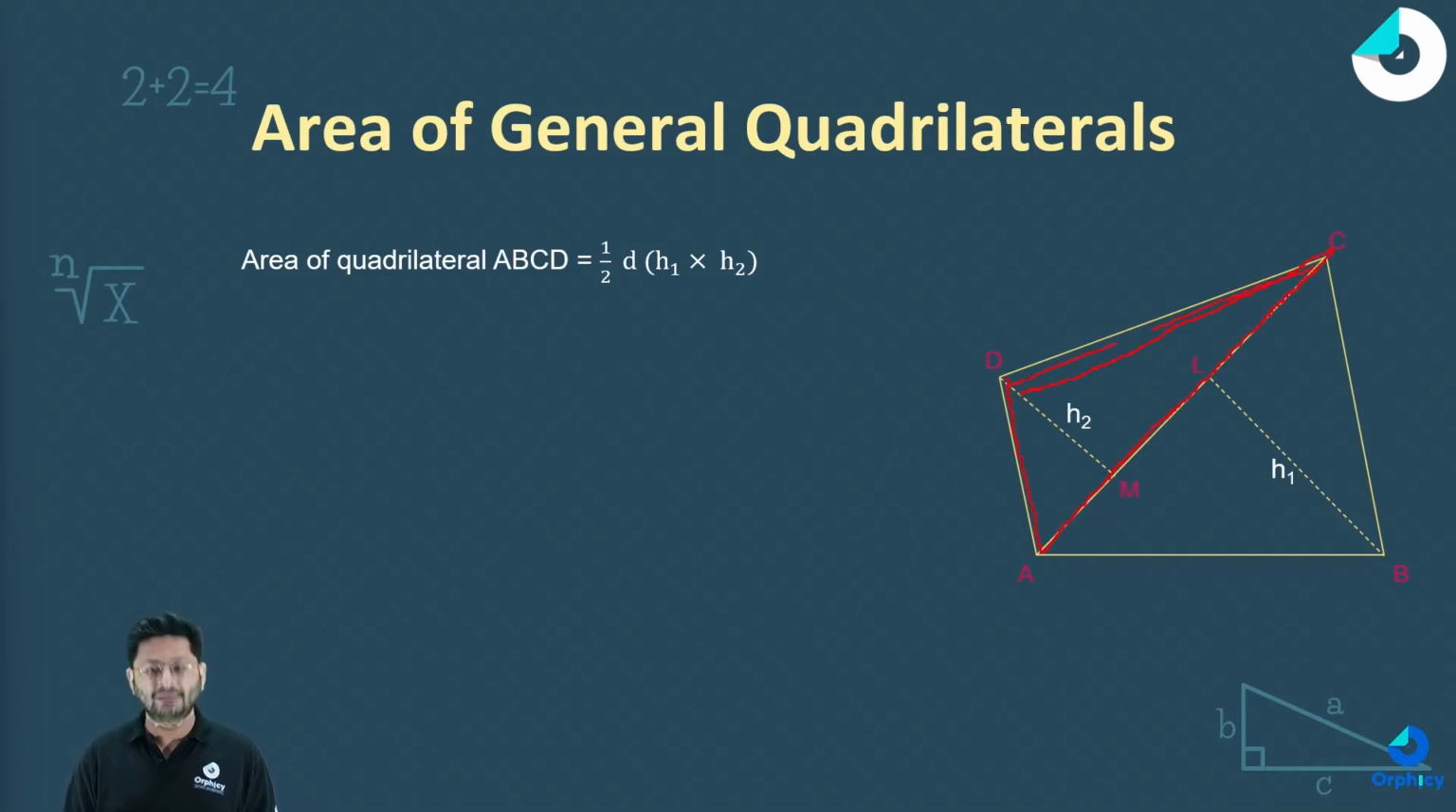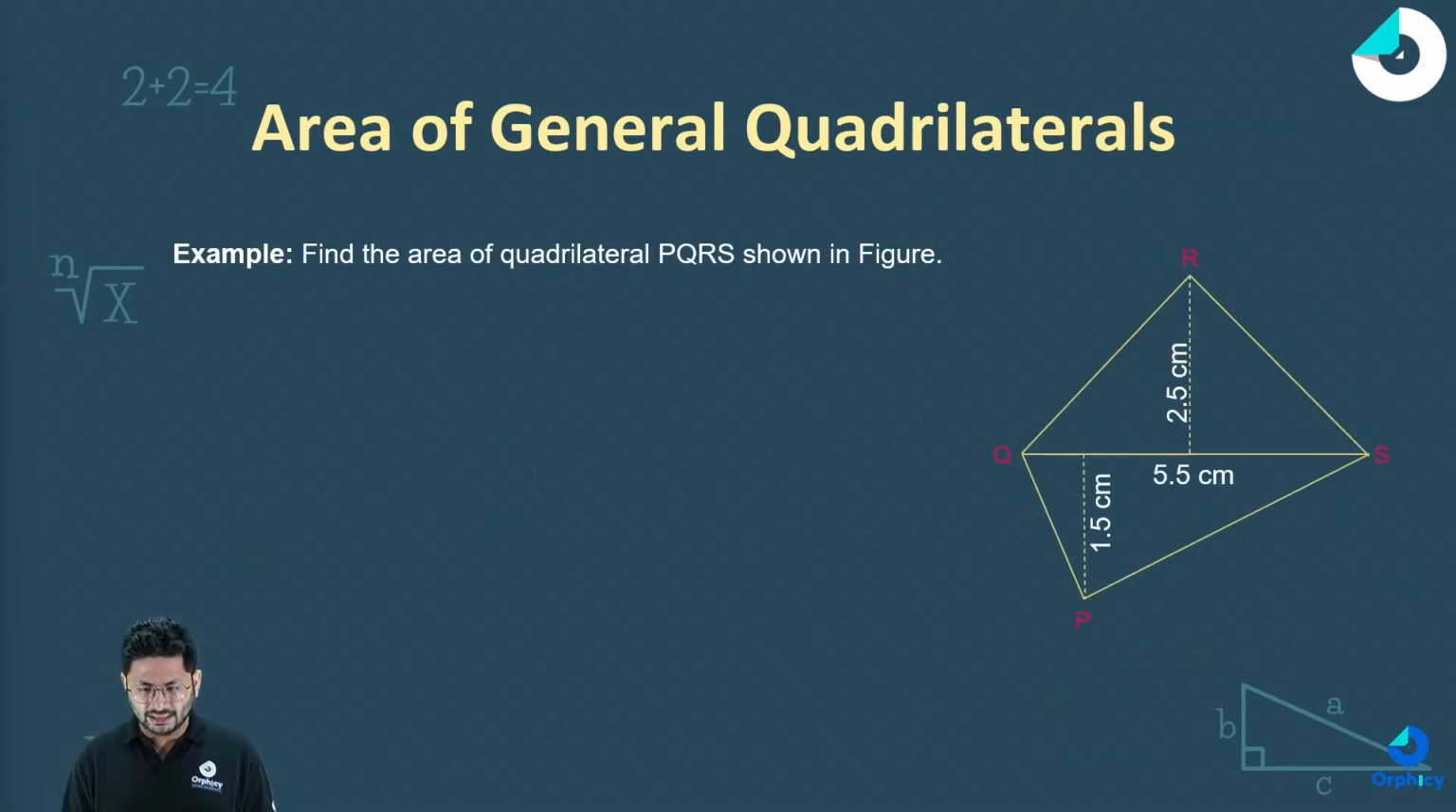How do I calculate its area? Simple, half into this will be considered as base and this will be considered as height, so half into AC into H2. Similarly for this one also, half into AC into H1. So total area of the quadrilateral would be equal to the summation of these two. So I can write half into H1 plus H2 into the diagonal AC on which the perpendiculars are dropped. Great. So let's see a few questions.